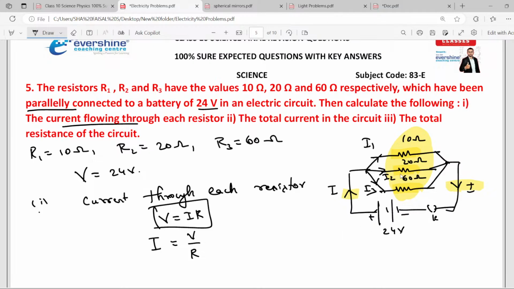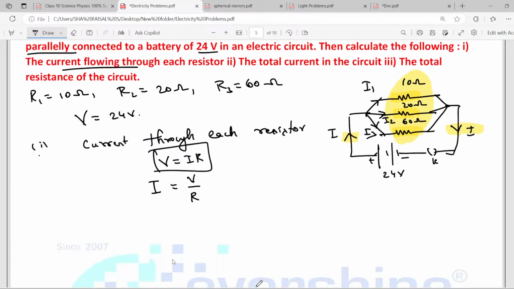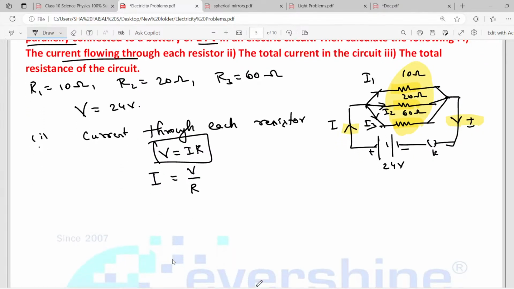Once the current flows in the circuit, at R1 the current I1 will go, at R2 the current I2 will go, and at R3 the current I3 will go. Any doubts? Clear? Yeah. Because they are asking us to calculate the current through each resistor, isn't it?